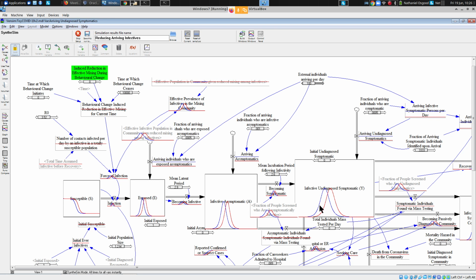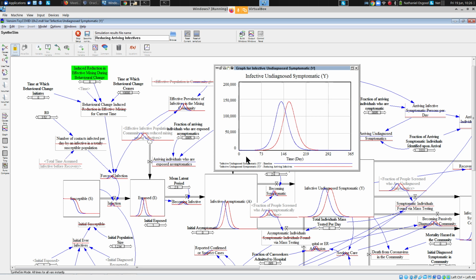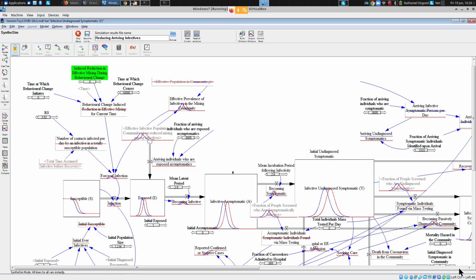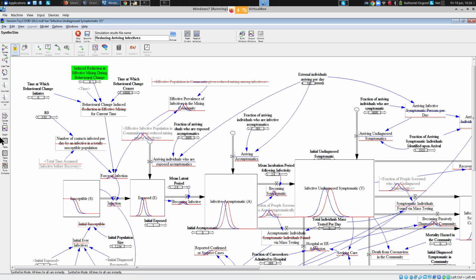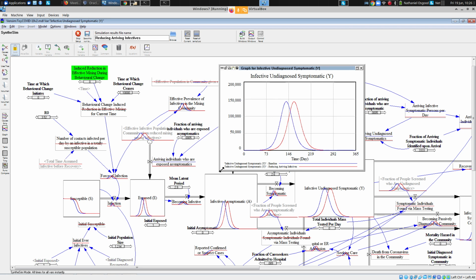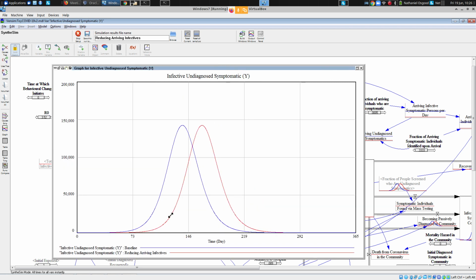We see that these graphs are over time, and if we look, for example, at the number who are symptomatic, we see almost a mirror image of the earlier curve later. So can anyone tell me what has been the net effect of reducing the arriving infectives? That's the red line compared to the baseline where we had 1,000 arriving per day. The red line, we have 100 arriving per day. What's been the net effect of that? Can anyone tell me?